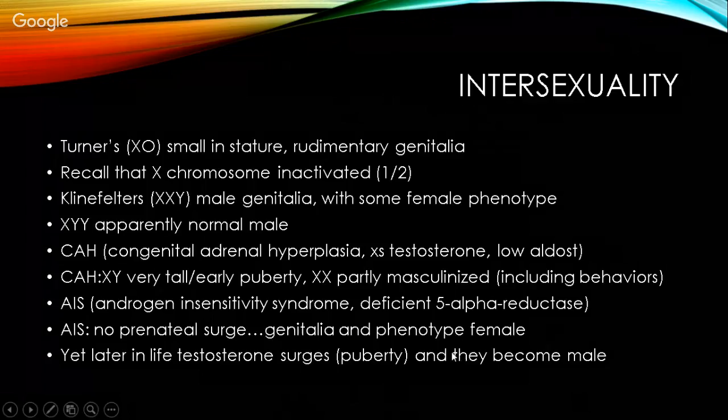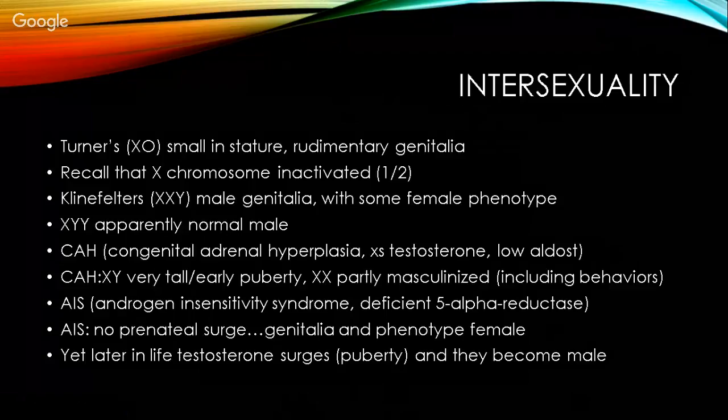Okay, intersexuality. This is a phenomenon that we talked about a bit in the textbook we've been using for class. It's where there's some variance in terms of the actual phenotype or genotype, or between the two. Turner syndrome is an example of somebody who has a reduced complement of X chromosomes, XO. They're small in stature, they have rudimentary genitalia, and this is in part because of a lack of the full complement of hormonal stimulus.